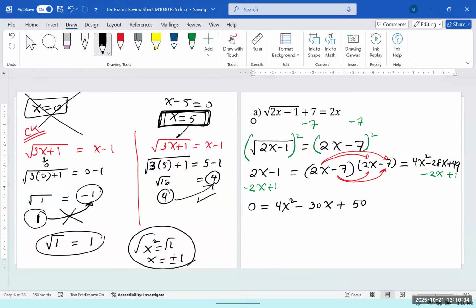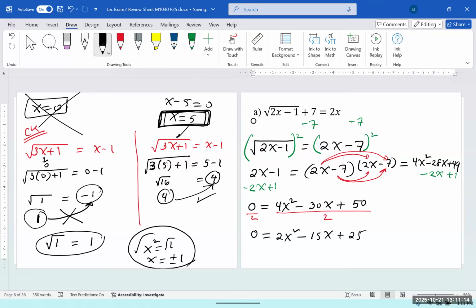But what do you observe at least? What do you observe among all three numbers? They all are even numbers, right? So all even numbers are divisible by at least 2. So if you divide everything by 2, what do you get? 0 equals 2x squared minus 15x plus 25. And now it becomes smaller.